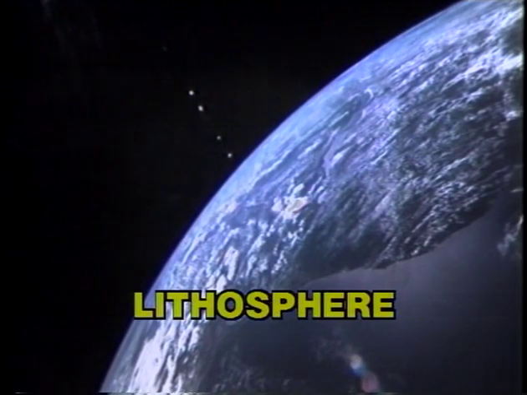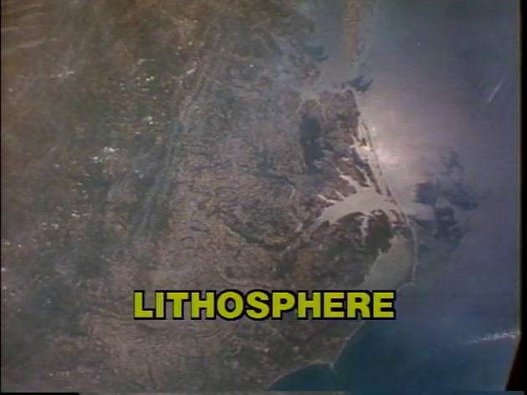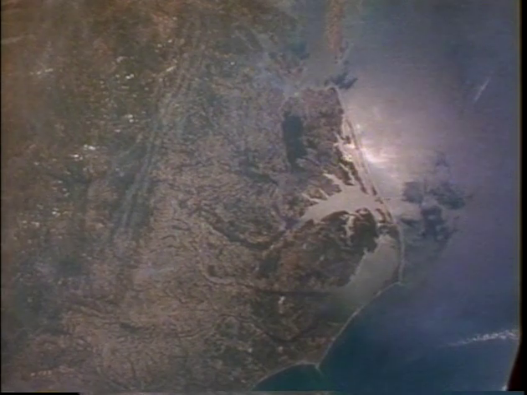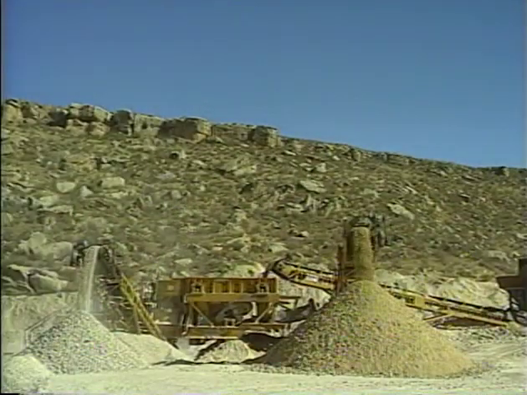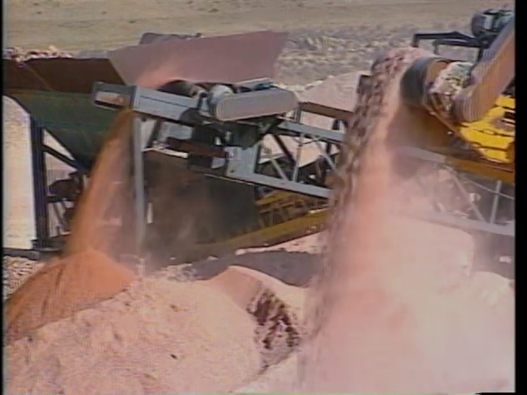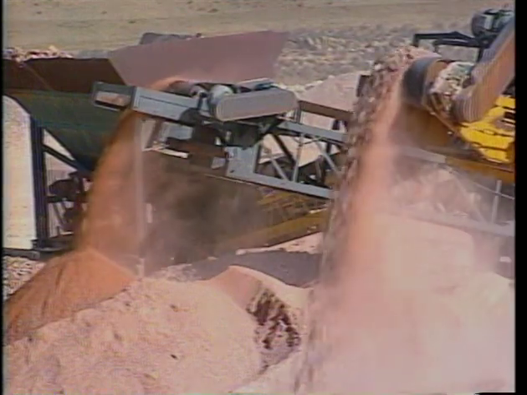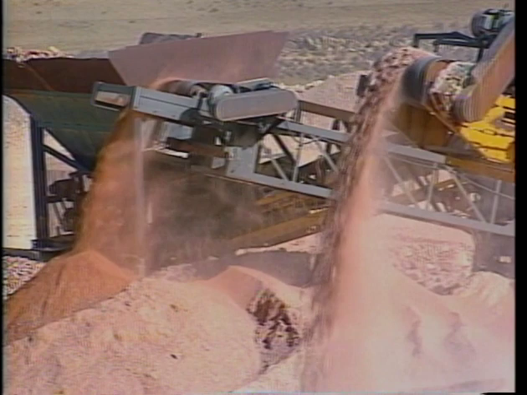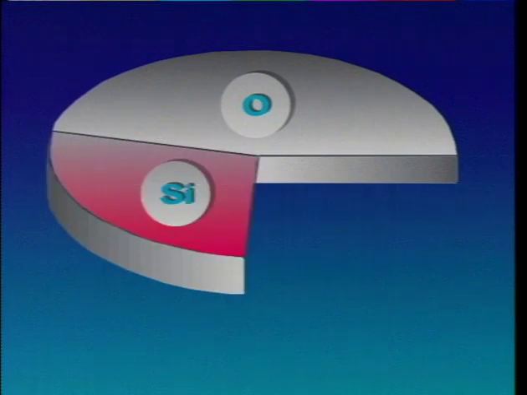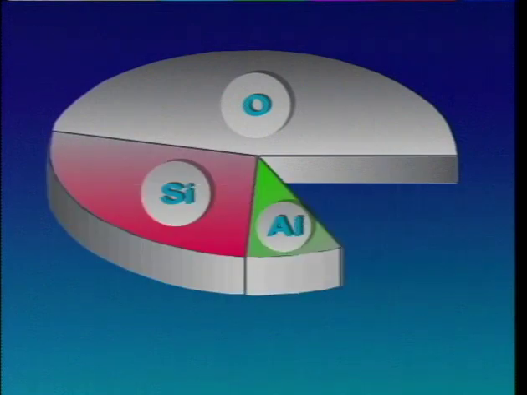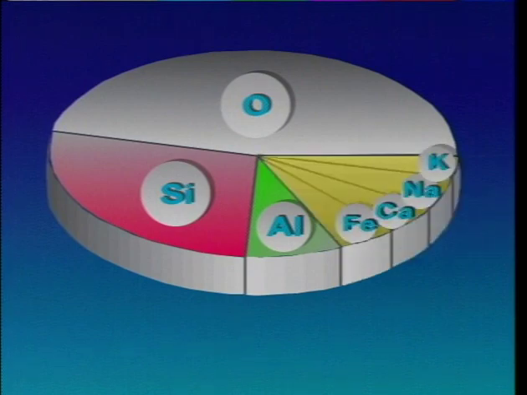The Earth, as we know, is covered by a relatively thin crust, or lithosphere, that contains all the Earth's rocks. If we could peel away this rocky crust, dump it in a crusher, and grind it up into its individual elements, we'd come up with the following proportions. Oxygen is by far the most abundant, silicon the second, and aluminum the third. Iron, calcium, sodium, potassium, and other elements make up the rest.